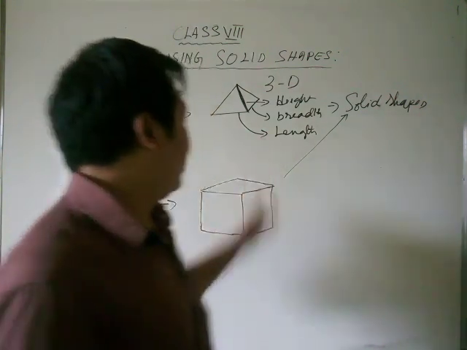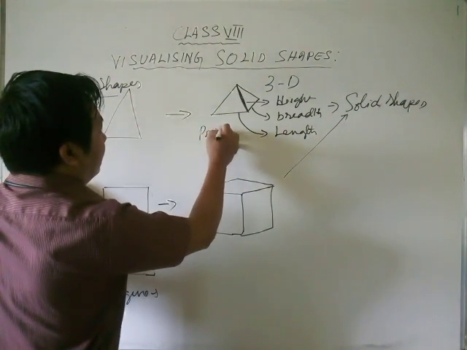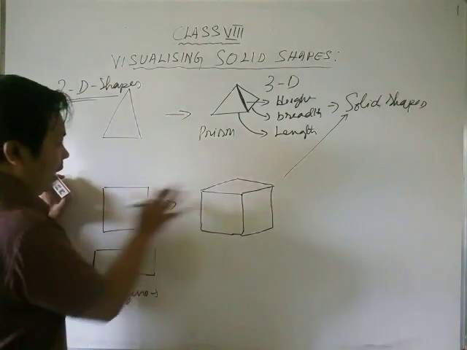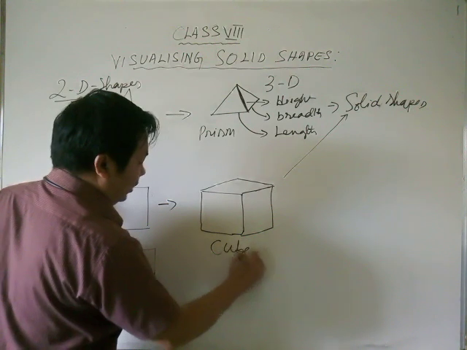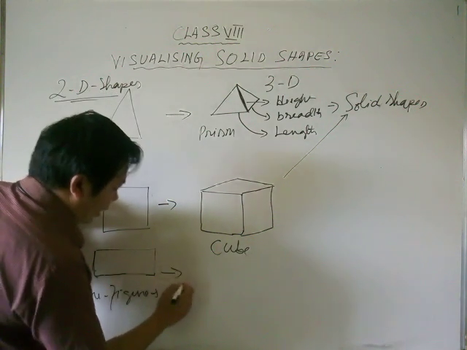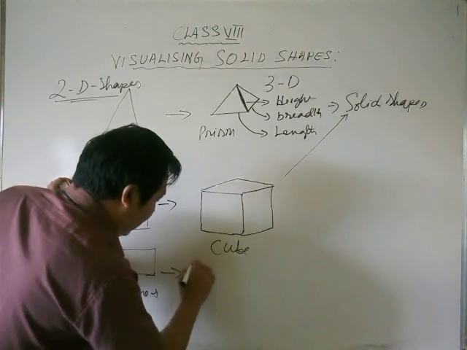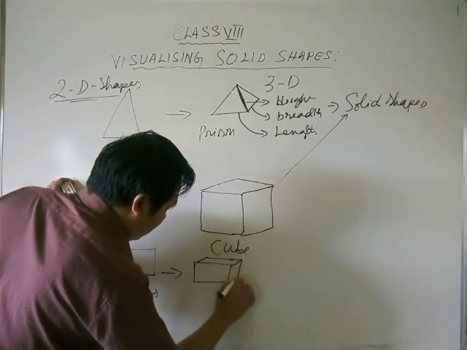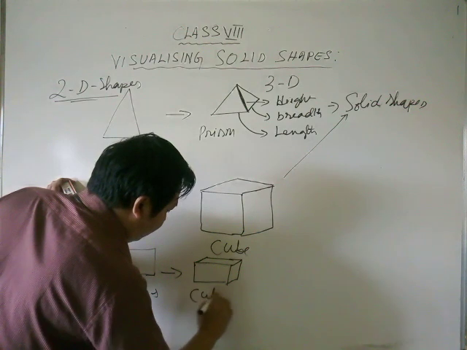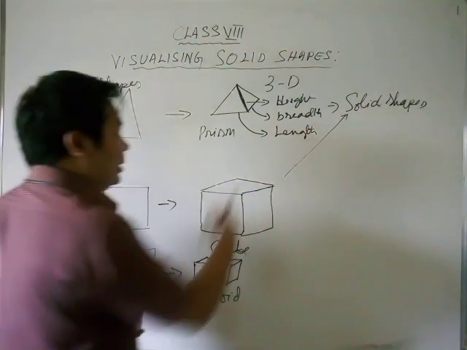So here we can see. A triangle with a 3D shape is called a prism, isn't it? Prism. And if a square has a 3D shape, then it's called a cube. And if this is a rectangle, then it is called a cuboid. The 3D shape is called a cuboid. You know it, isn't it? So this is also a solid shape.